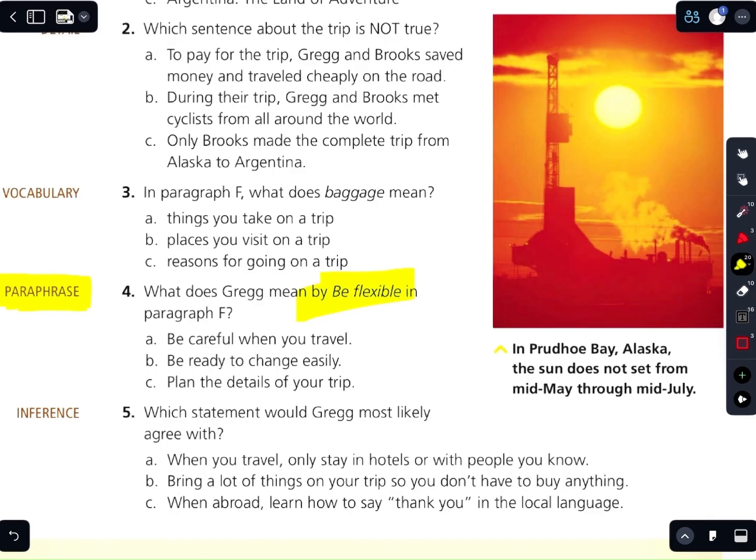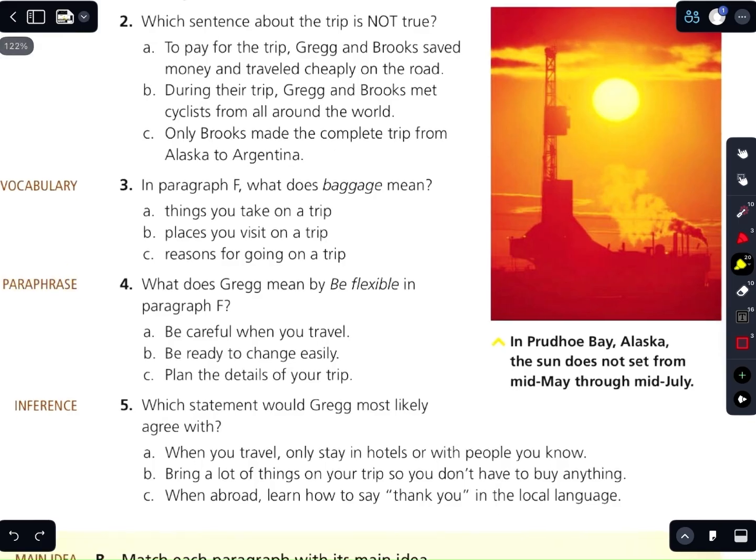What does Greg mean by be flexible in paragraph F? So can we paraphrase this? Can we say this in another way? Be careful when you travel. Be ready to change easily. Plan the details of your trip. Okay, be flexible. What does that mean?